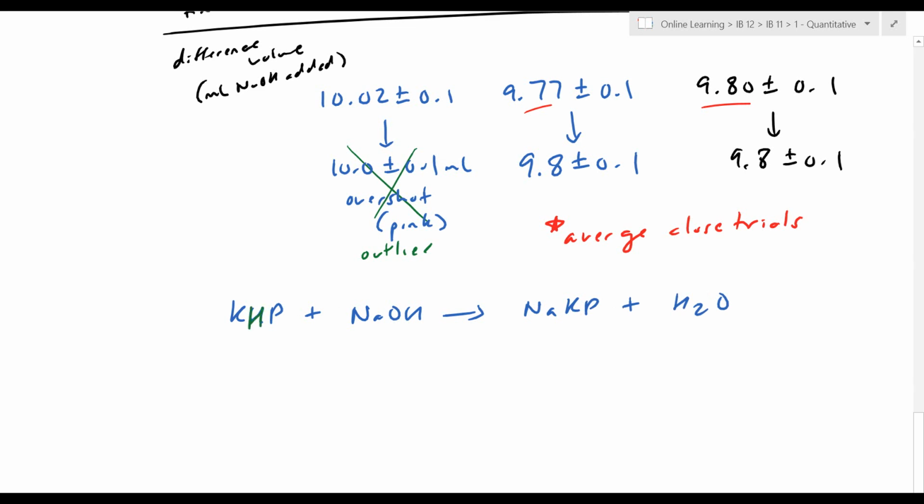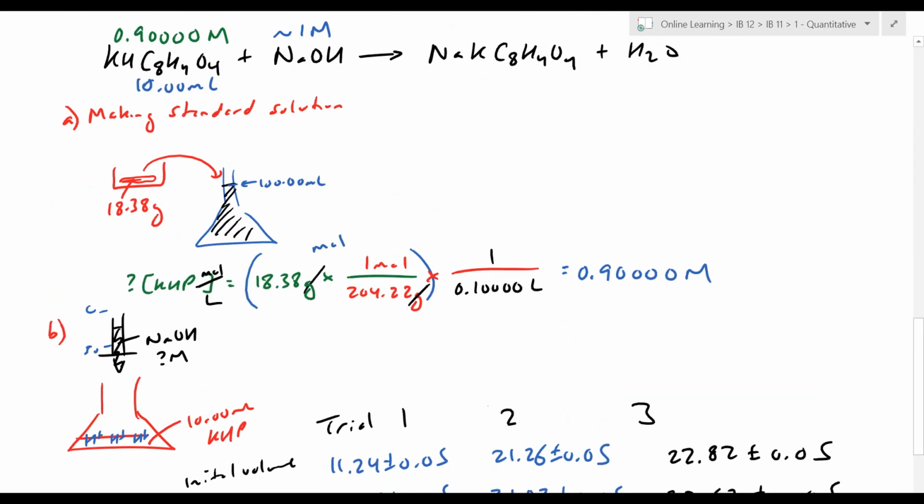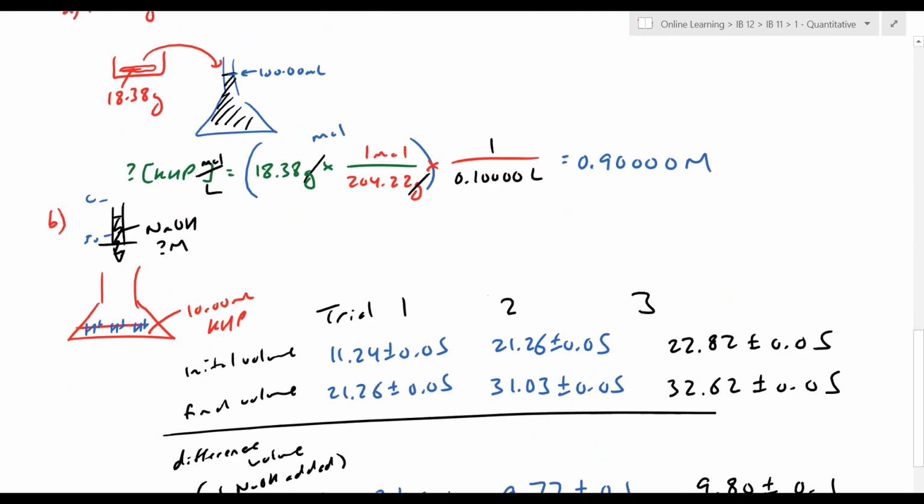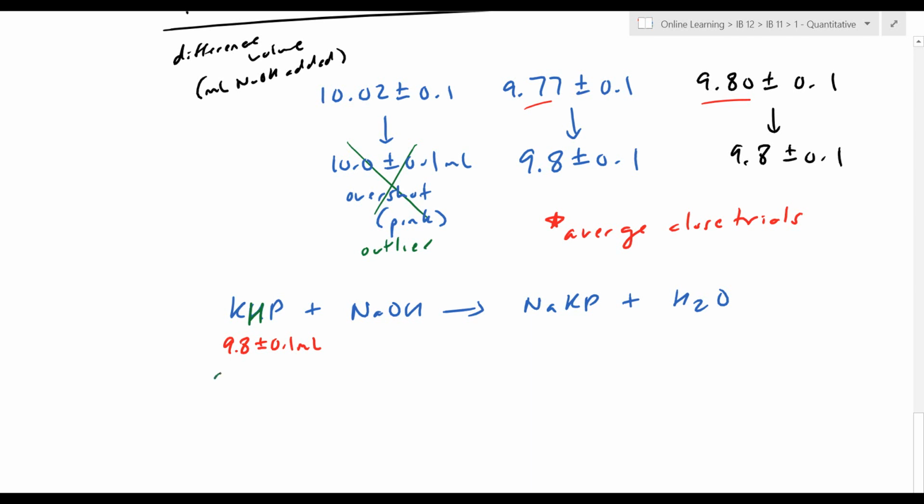And now this is just a basic stoichiometry problem. If I took an average between the close trials, I'm going to totally ignore the 10. Well, the average is going to be 9.8. The volume that I use for this is 9.8 plus or minus 0.1. The burette gives me things in milliliters, so that's going to be a volume. The concentration, remember we had standardized the solution from the solid. It was a really well-known 0.90000.